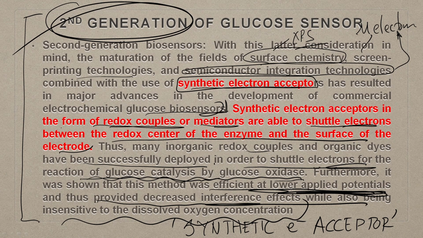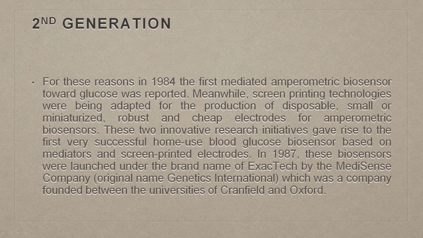So, if you remember, in the last class we talked about 0.7 volt, which is a pretty high potential, which leads to degeneration of unwanted species or interfering species. In this situation, that is not the case. The voltage could be brought down because of the presence of these synthetic shuttles. Now, for these reasons, in 1984, the first mediated amperometric biosensor towards glucose was reported.